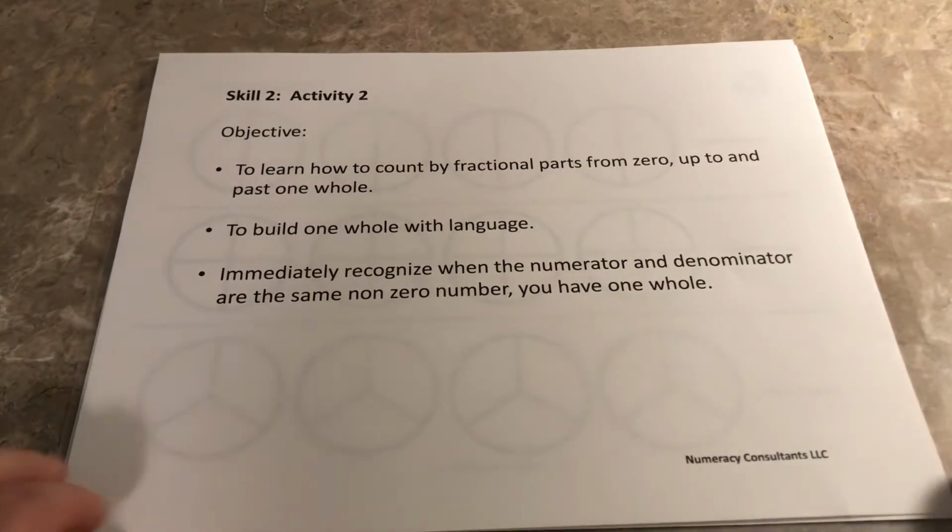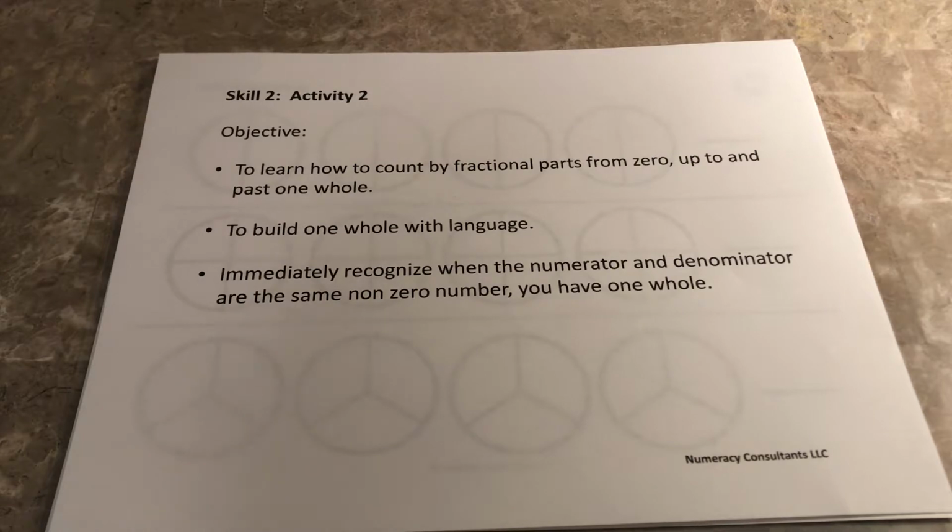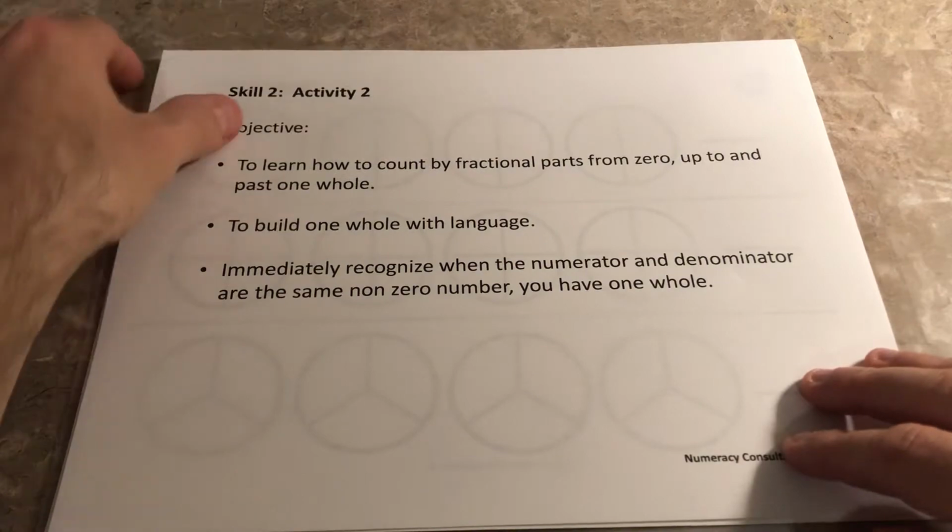Okay, skill 2, activity 2. Objective: to learn how to count by fractional parts from 0 up to and past one whole, to build one whole with language and immediately recognize when the numerator and denominator are the same non-zero number, you have one whole. Okay, so here's what we're going to do.